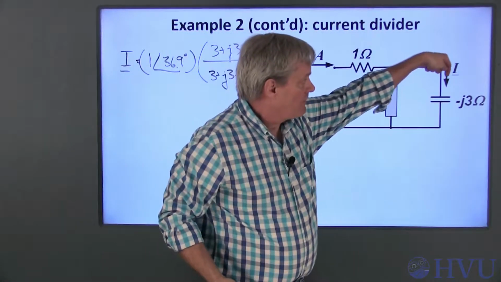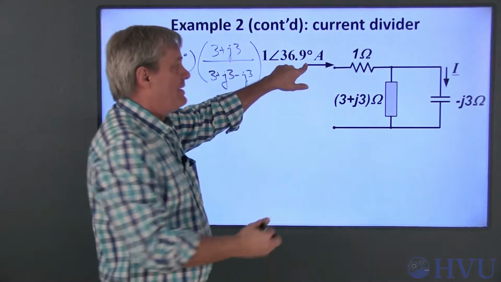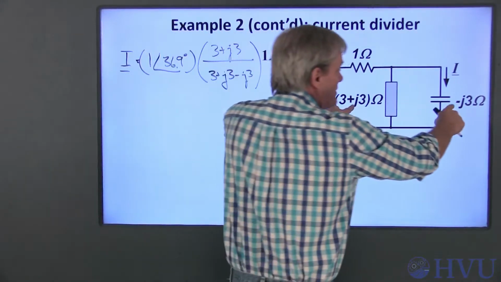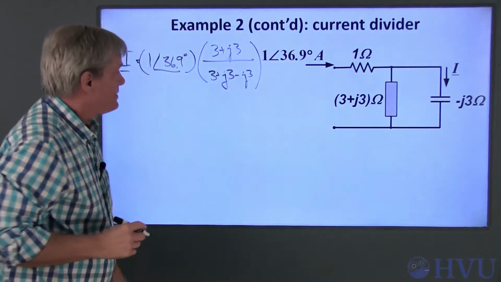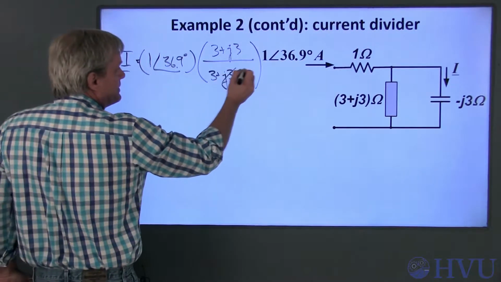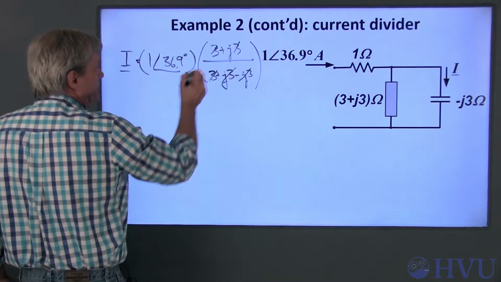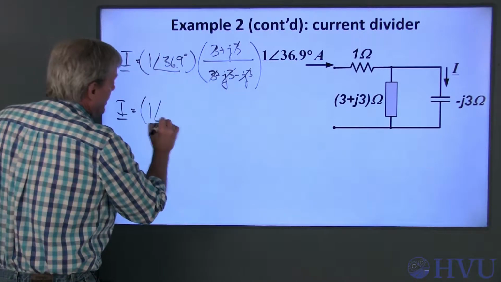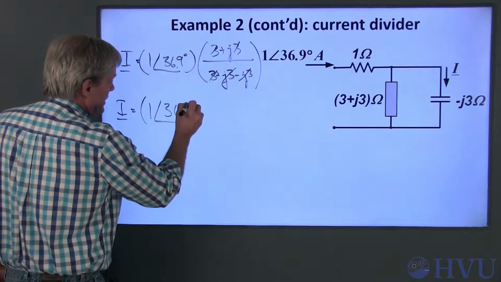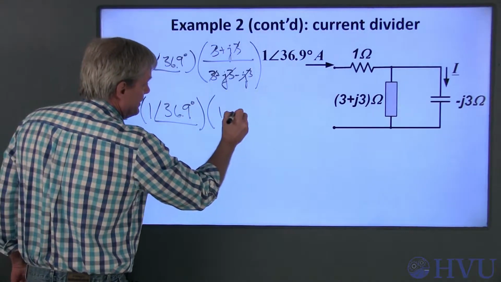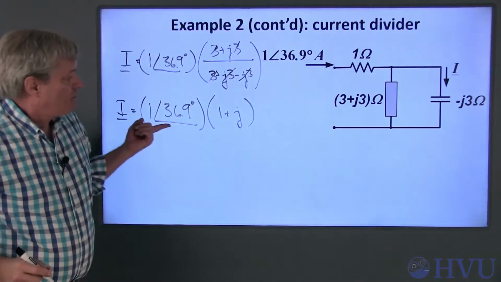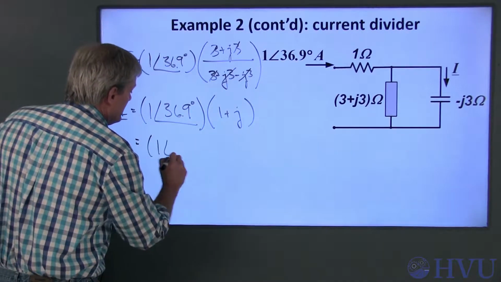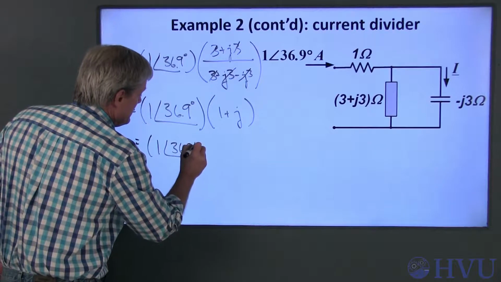The current in one of the legs is the total current times the resistance in the other leg divided by the sum of the resistances in the two legs. This and this cancel. This 3 cancels with these two 3's. So I is equal to 1 at an angle of 36.9 degrees times 1 plus j. Multiplication is most easily done in polar coordinates. So this becomes 1 at an angle of 36.9 degrees.